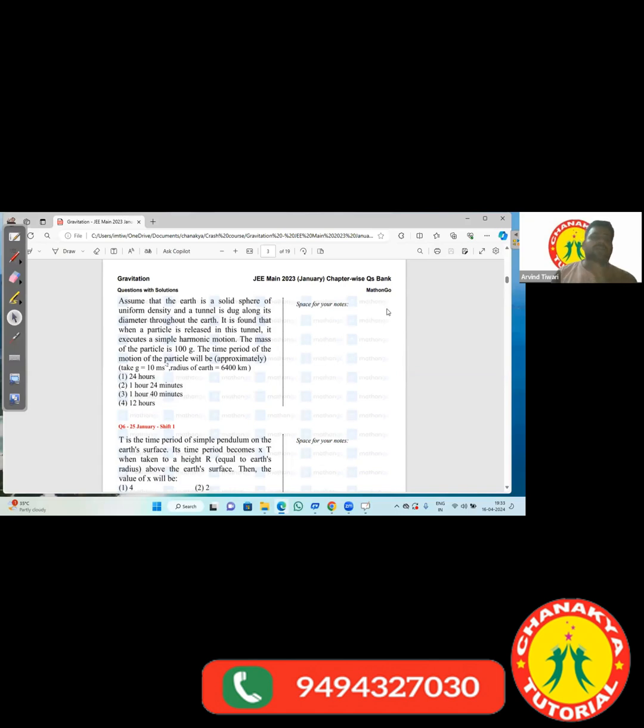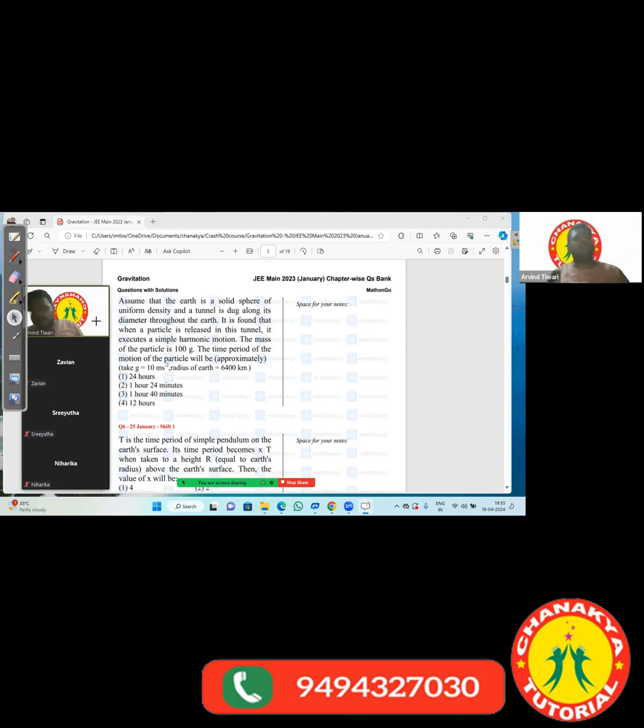Okay. See this question. Assume that the Earth is a solid sphere of uniform density and a tunnel is dug along its diameter throughout the earth. It is found that when a particle is released in this tunnel, it executes a simple harmonic motion. The mass of particle is 100 grams. The time period of motion of the particle will be approximately. So you have to find out here the time period of SHM. So this question is related to SHM. Are all of you ready with SHM?